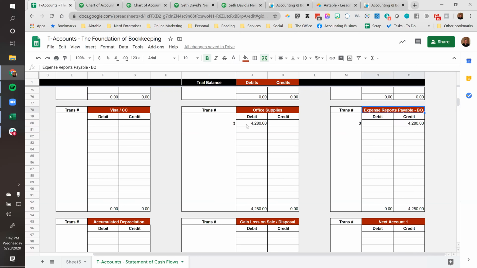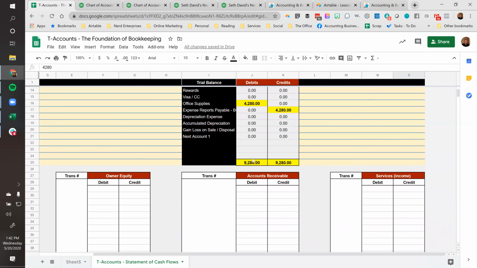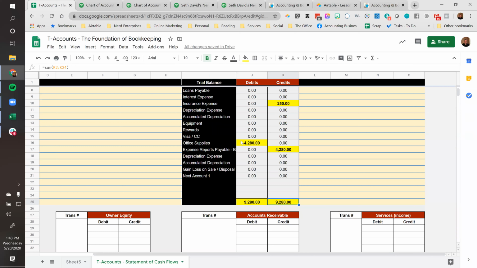Okay, so I've got my debit to office supplies, my credit to expense reports payable business owner, right? I should be in perfect balance now, and I am. Remember, this was originally 5,000 from the last transaction that was posted. So adding the 4280, my debits and credits still balance. There's my office supplies debit and my expense reports payable credit, right? Debits increase expenses, credits increase liabilities, okay?